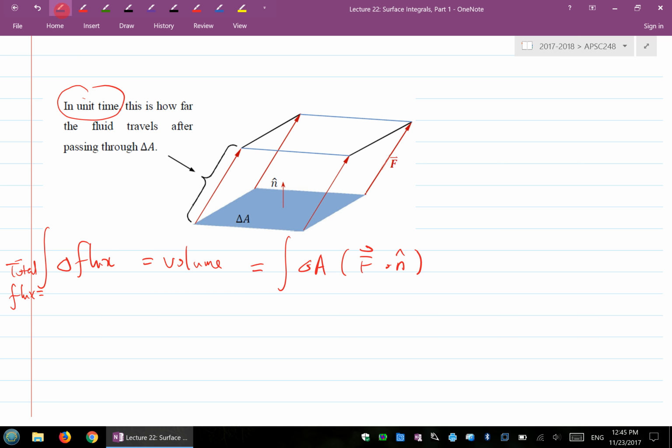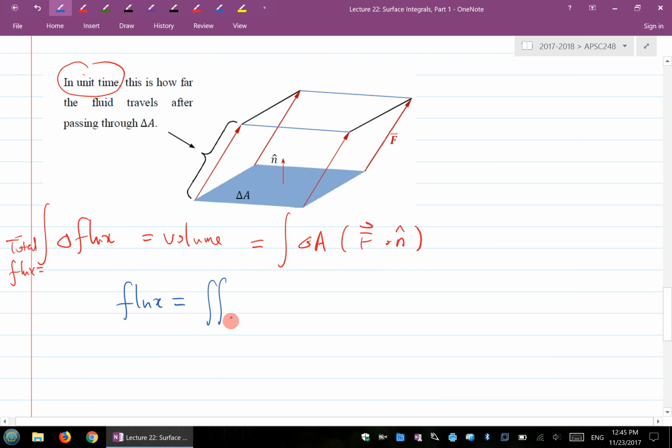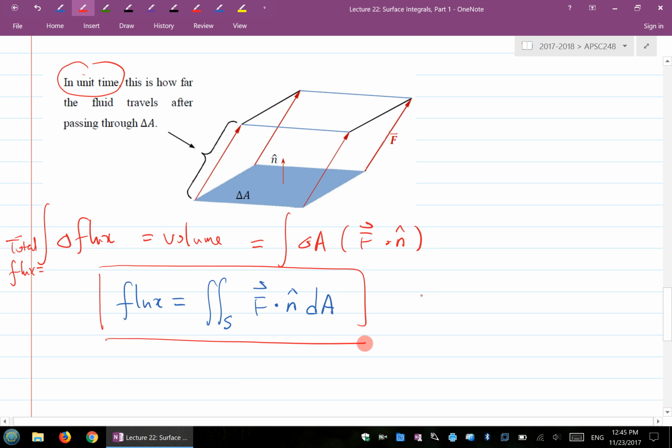So now the integration here gives you the flux equal to this. Instead of just a single integral, it's actually a double integral. The reason is something I'll explain after I write it down here. So this integral, F dot n hat dA, is your surface integral for flux, or as I said, flux in surface integral. So that's the formula.